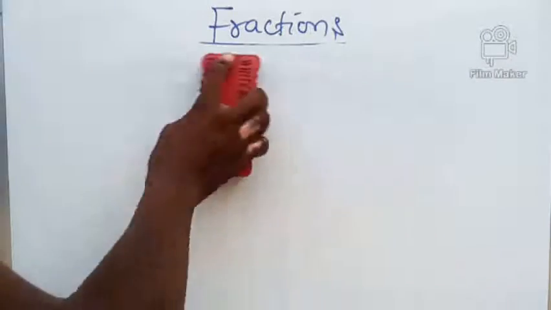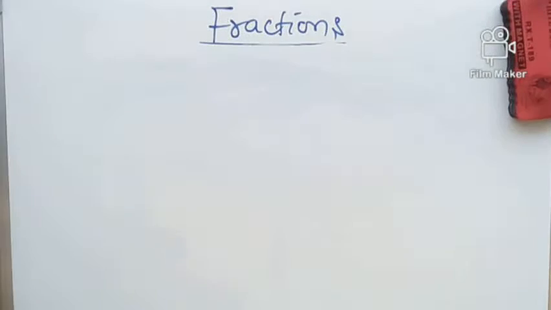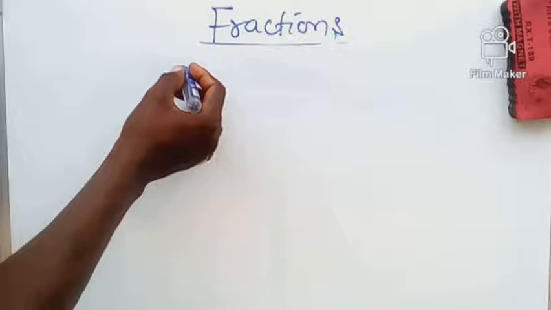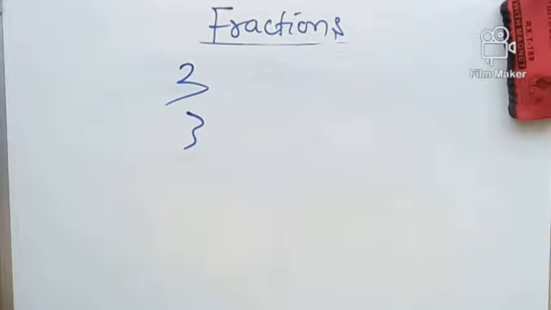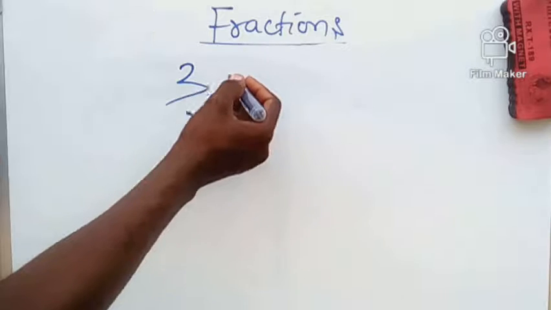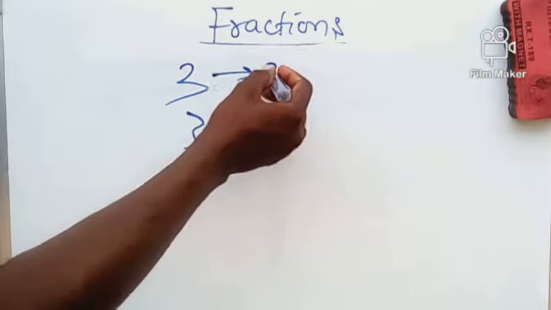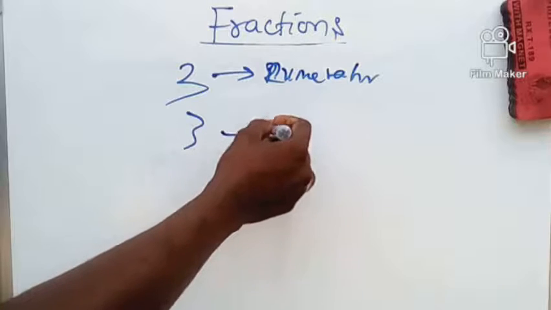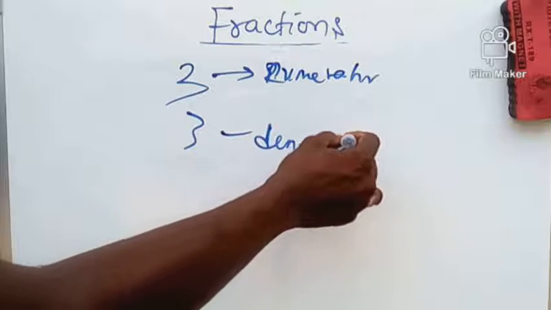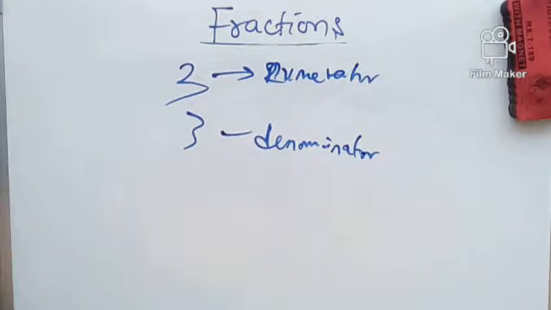So feel free to tell me what the numerator of this fraction is. 2 over 3. What is the denominator? What is the numerator? Of course, you got it. The numerator is 2, while 3 is the denominator. Always remember that. In a given fraction, the number at the top is always called the numerator, while the one at the bottom is called the denominator.